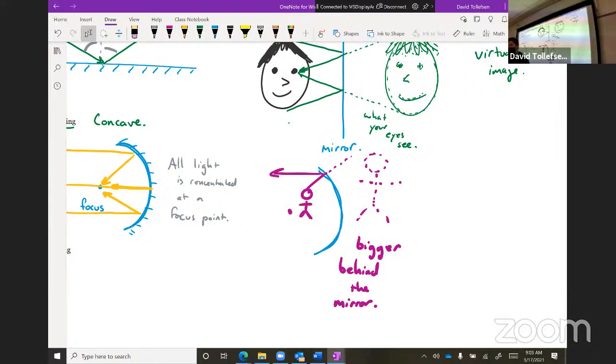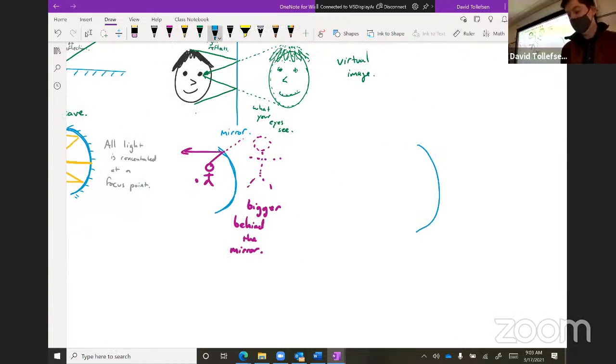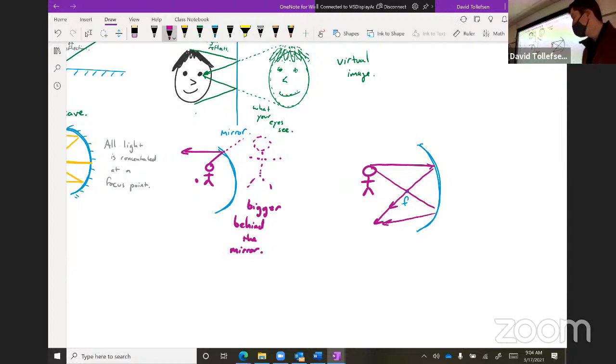So if you're outside of the focus point, right? What usually happens is the light comes in, bounces off through the focus point, right? And the light that goes through the focus point bounces out parallel. And you end up with what's called a projected image that comes back.